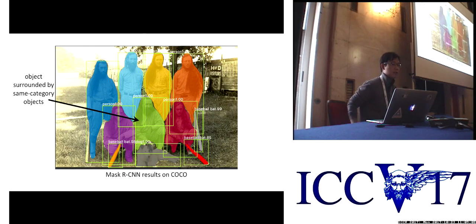So here is one example of the Mask RCNN result, which I feel is impressive. The person in the middle is surrounded by many other objects of the same category, but Mask RCNN can still do a very good job in this case.